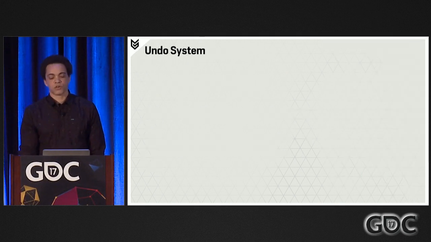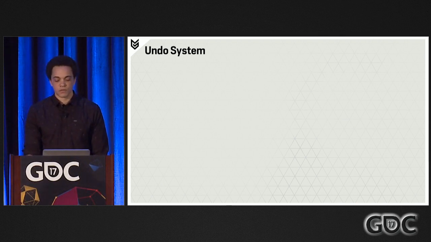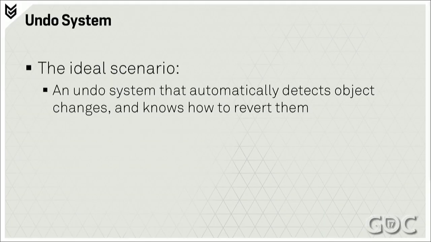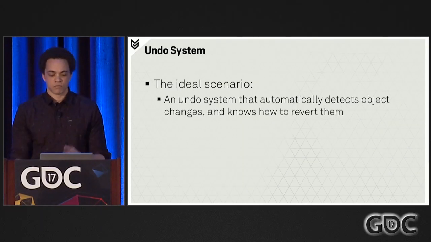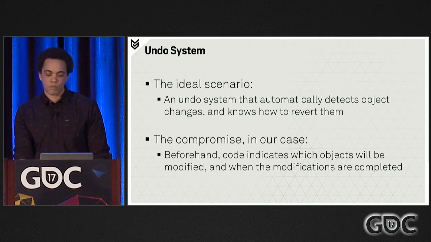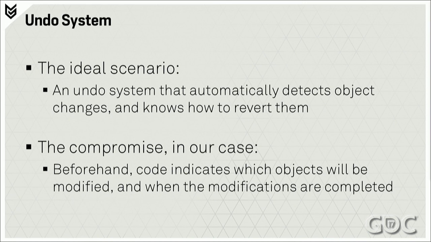Given that we're approaching this whole thing from a completely clean slate, we may as well consider a totally ideal scenario. In our case, that would be a system that just sees all the changes that are being made in the editor and knows how to undo those changes automatically. We investigated this a little bit, but quickly found that such a system involved way too much overhead. It was also pretty difficult to delineate when complicated changes were starting and ending. So the compromise that we settled for is that before modifying data, a programmer will provide some hints to the undo system about which objects are going to be modified, then perform some modifications and later indicate when those modifications are complete.